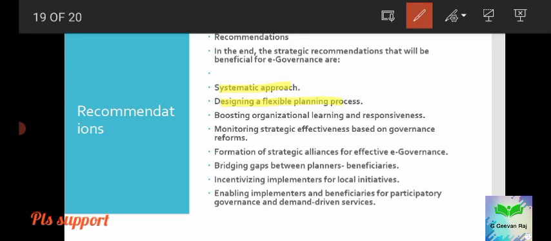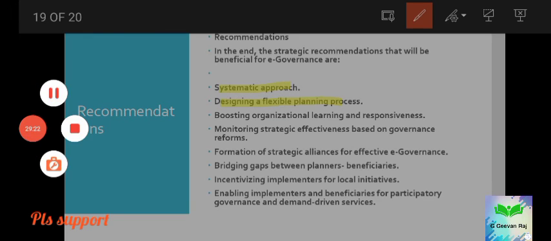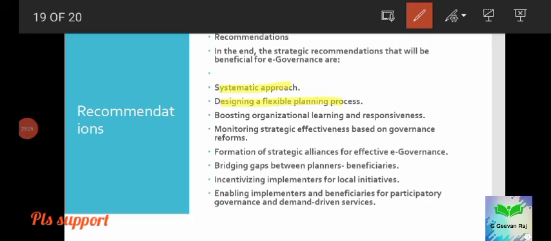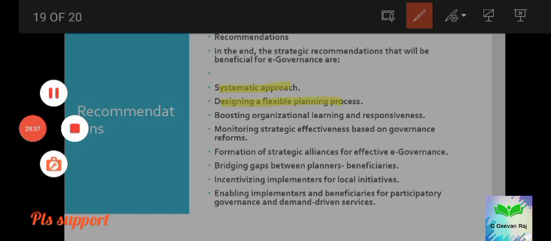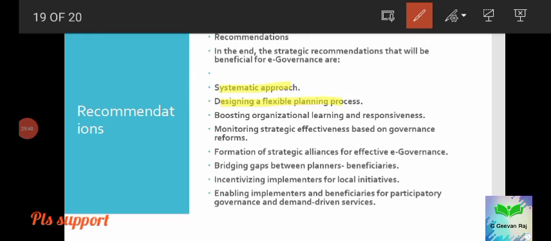Boosting organizational learning and responsiveness. So the government should also focus on digitally upskilling the people. That is, we should provide digital literacy, and the government should also be more responsive. Monitoring strategic effectiveness based on governance reforms. So while implementing the various e-governance programs, we should also monitor the strategic effectiveness based on the governance reforms.